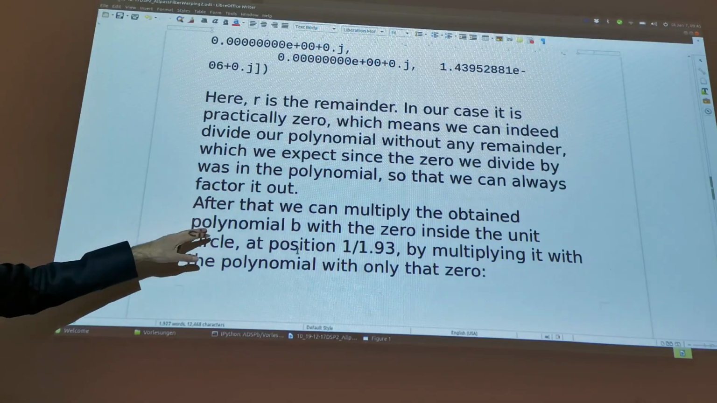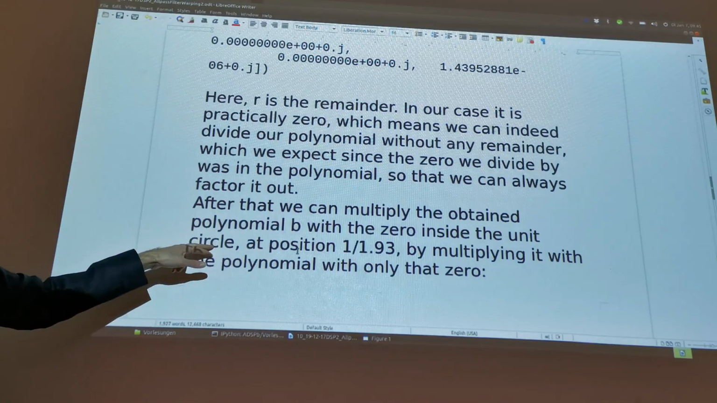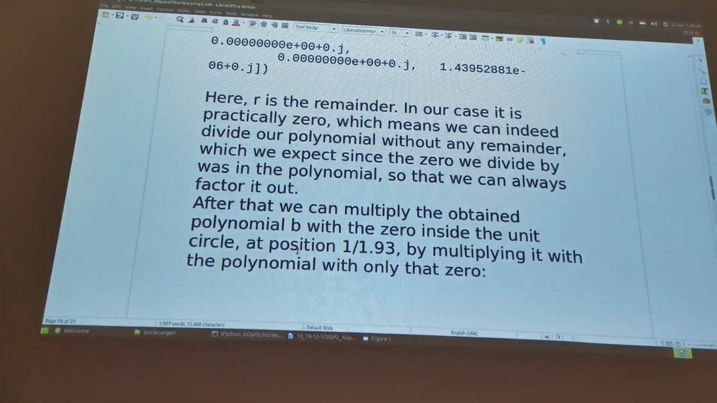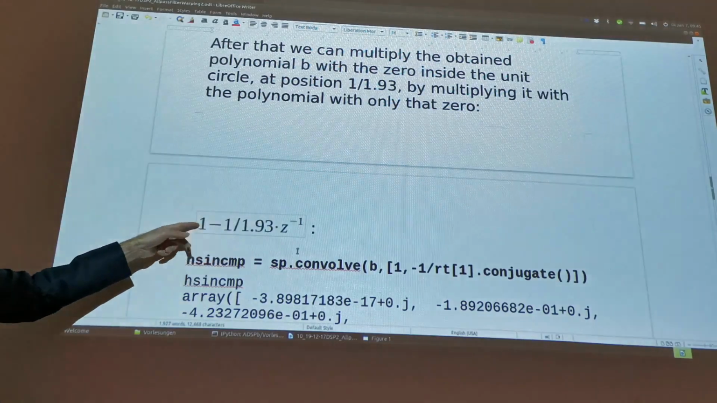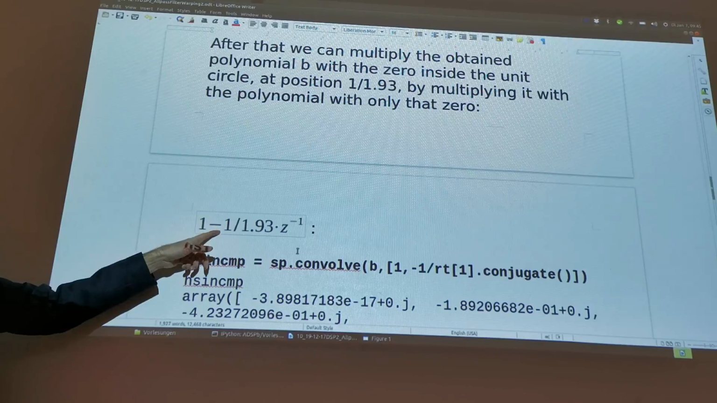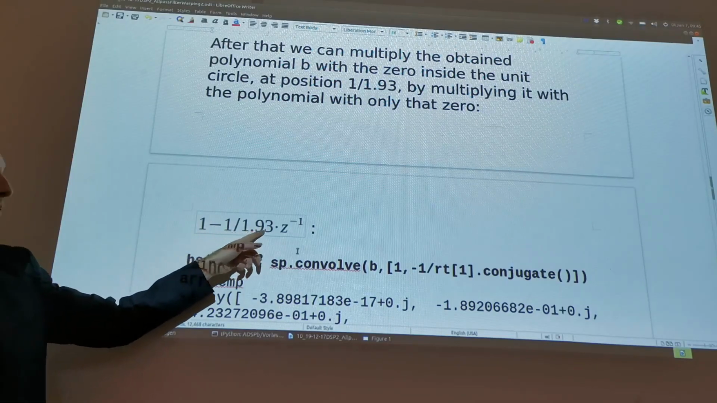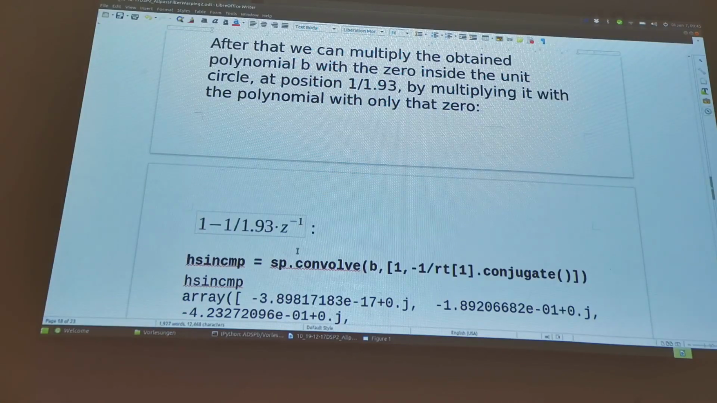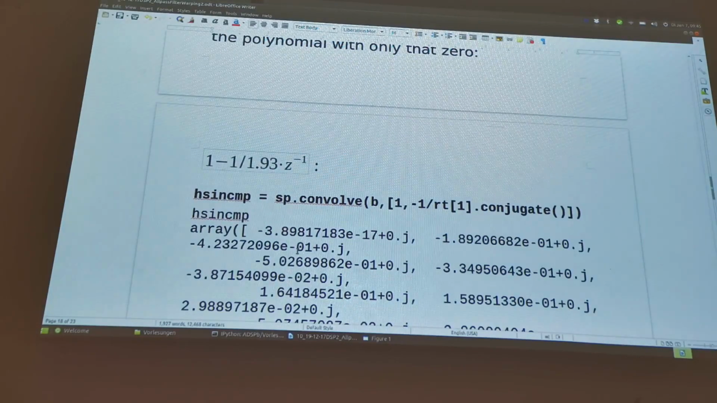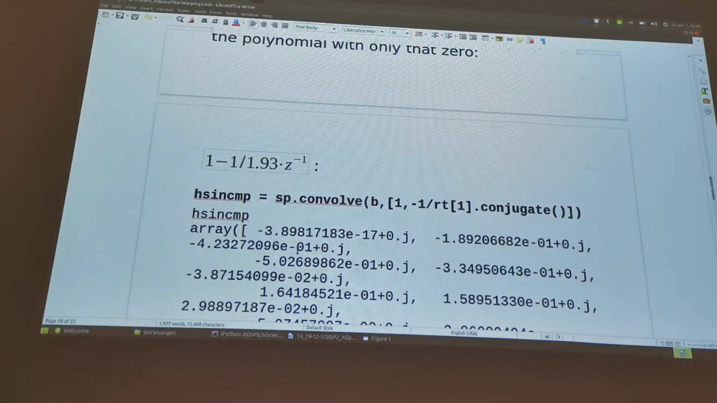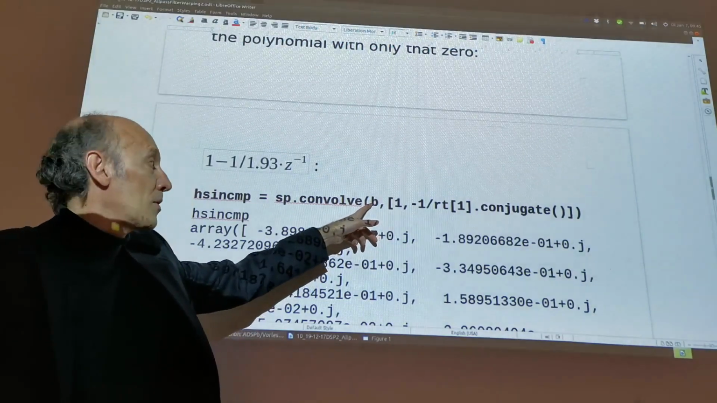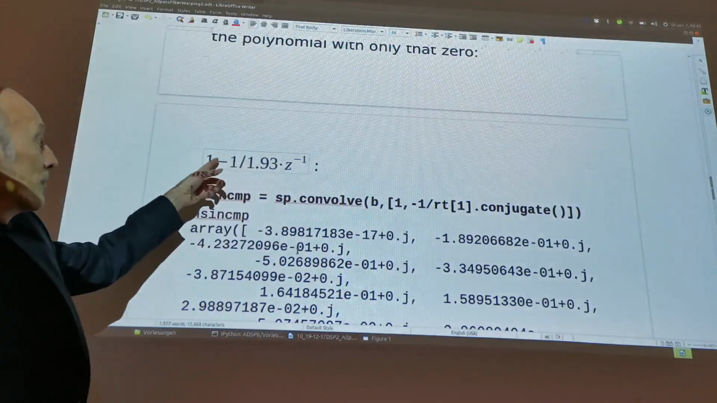Yeah, so after that we can multiply the obtained polynomial b with a 0 inside the unit circle at position 1 divided by 1.93. Right, so now we do the mirroring in. So first we remove the outside 0, and now we add the inside 0, by multiplying it with a polynomial with only that 0. So here you can see this is the polynomial which contains the 0 inside the unit circle at position 1 divided by 1.93. So now instead of division we have multiplication, and polynomial multiplication is done with a convolve function, so we convolve the coefficients. And here you can see it, so we have b, our result polynomial, and multiply it with this short polynomial.